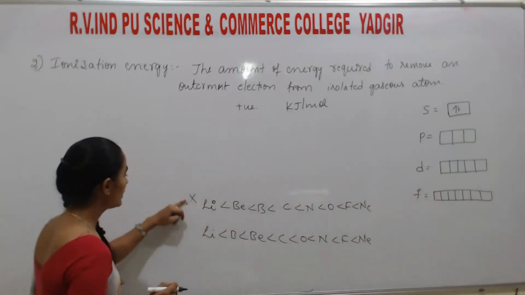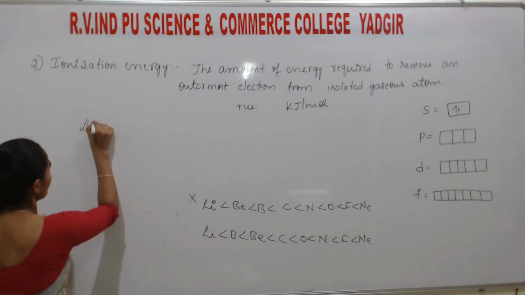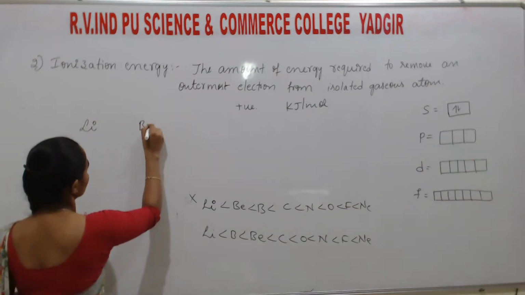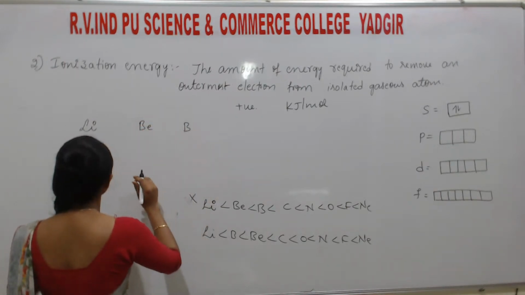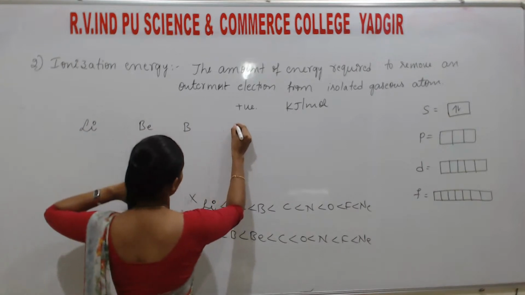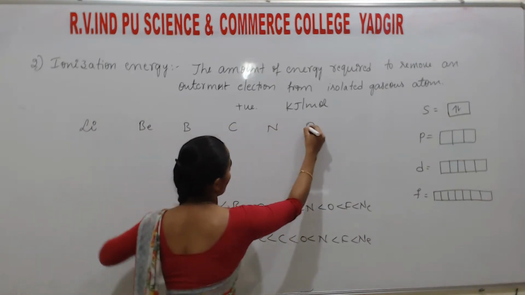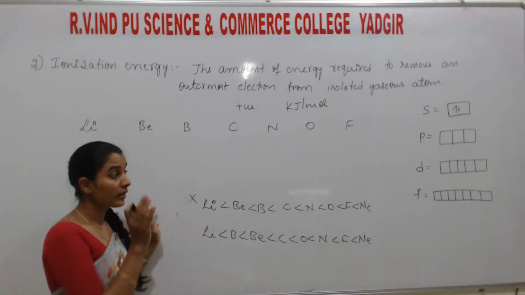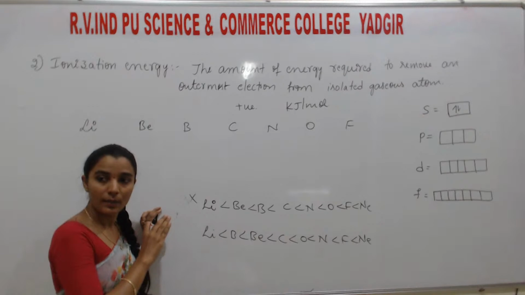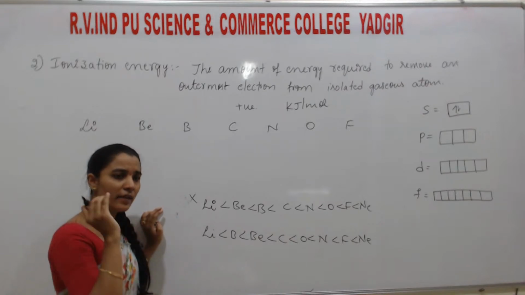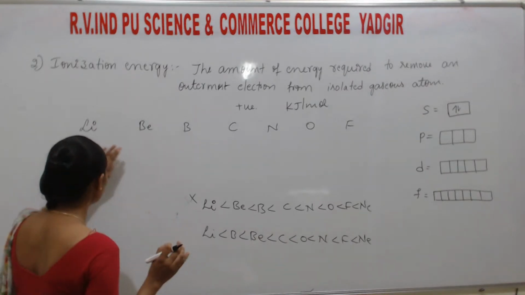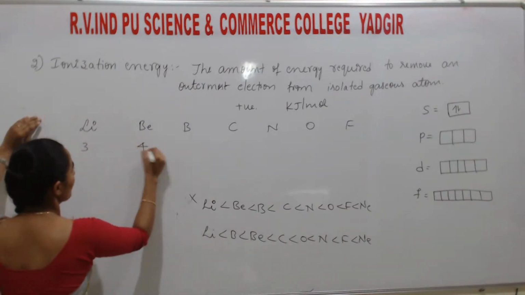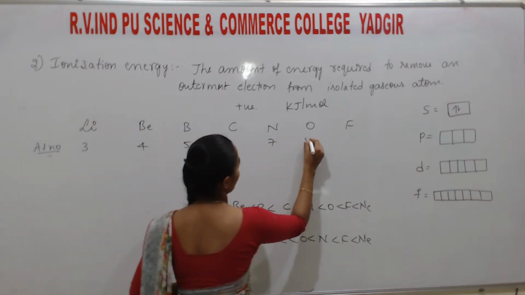So here lithium is there, beryllium, boron. Okay, I'll explain only. Beryllium, boron, carbon, nitrogen, oxygen, fluorine. Neon we didn't consider because, as we know, it has a stable configuration. A completely filled configuration requires high energy. So students, if you take atomic number, here it is 3, 4, 5, 6, 7, 8, 9.